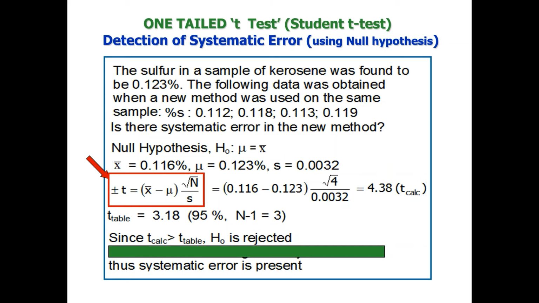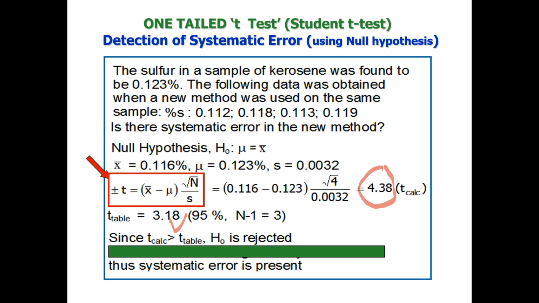Okay, look at the example given for the student t-test, based on the null hypothesis. Now the formula, if you look into the red box, is given in terms of t. Plus minus t is the mean minus mu, divided by the standard deviation over root n. You would get the t calculate to be 4.38. Okay, it's 4.38. This is the value that you obtain based on your calculation, and this is your t table, 3.18.